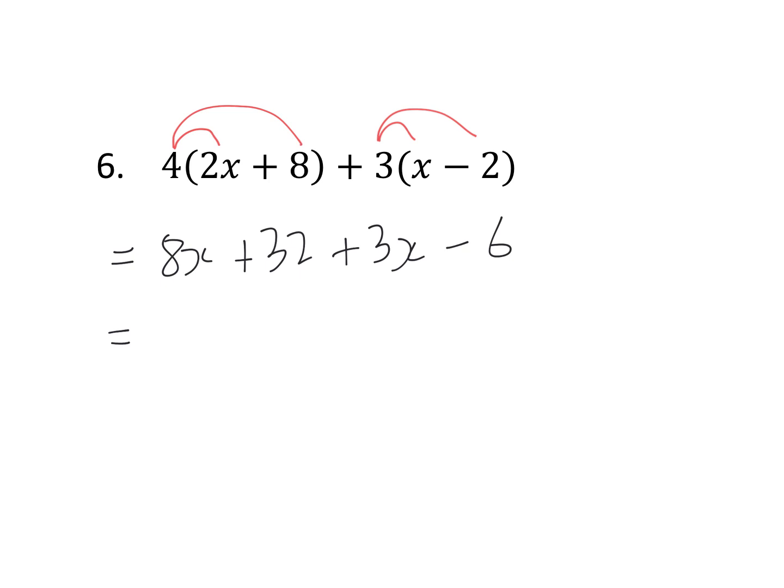We can collect the like terms. We've got an 8x and a 3x, which simplifies to 11x, and we've got 32, take away a 6, which gives us 26.